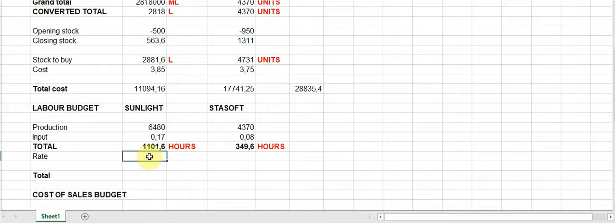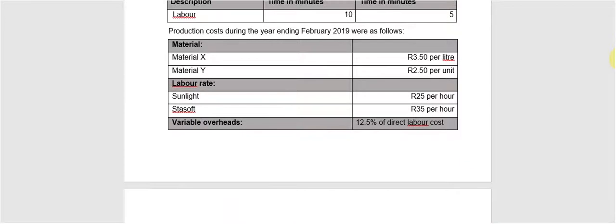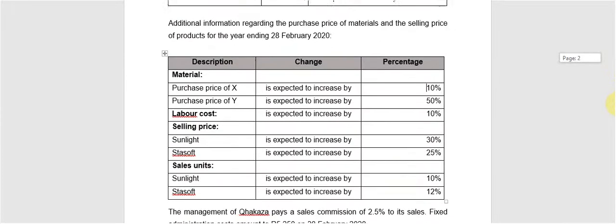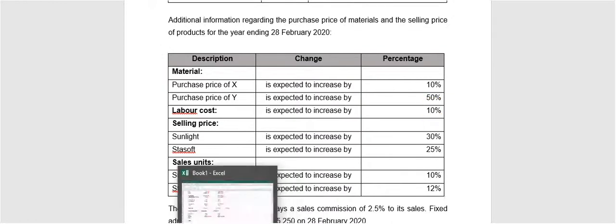Then we need to go and find the rate. Again, there is a change in the rate that we need to be wary of. If I look at the question, I'm told that the rate in 2019 was 25 and 35 Rand respectively, but there is a change in the labor rate and they say the labor cost has increased by 10%. So I need to go and do that calculation.